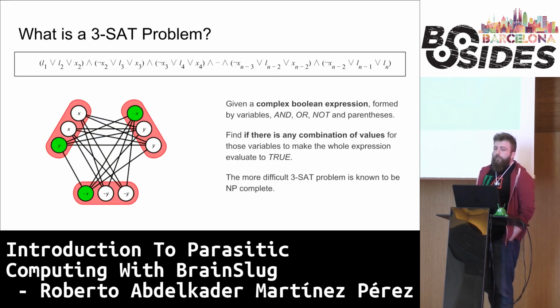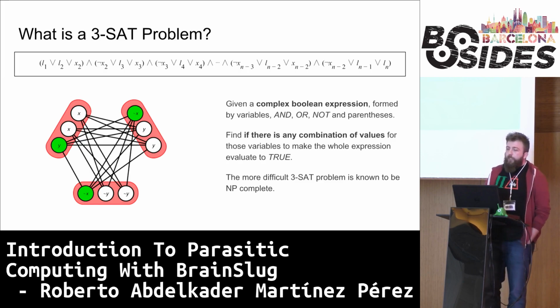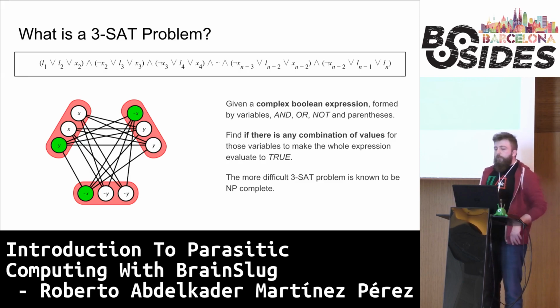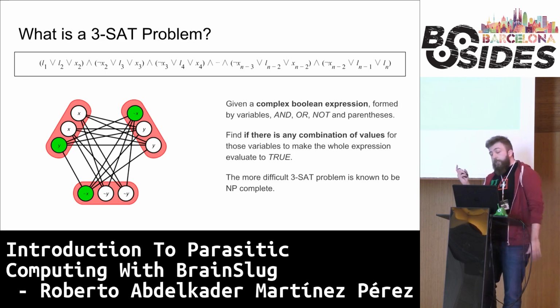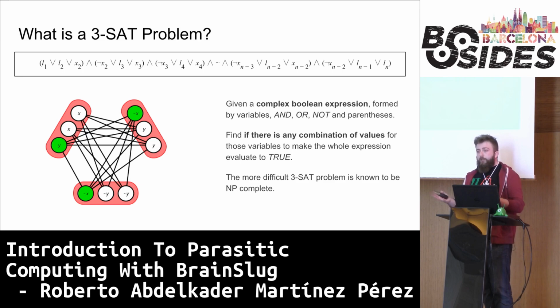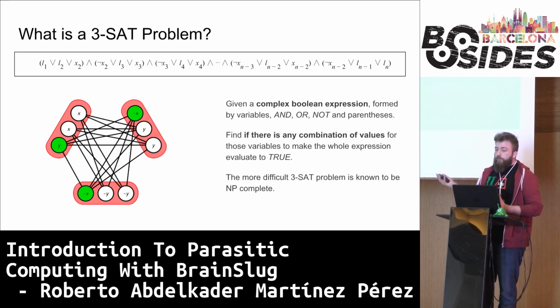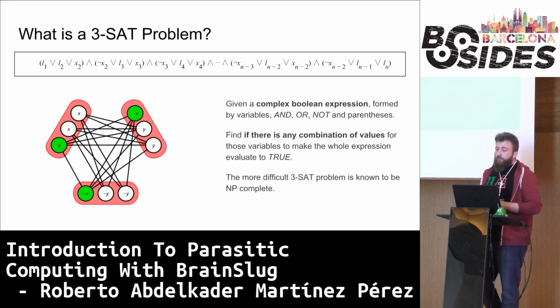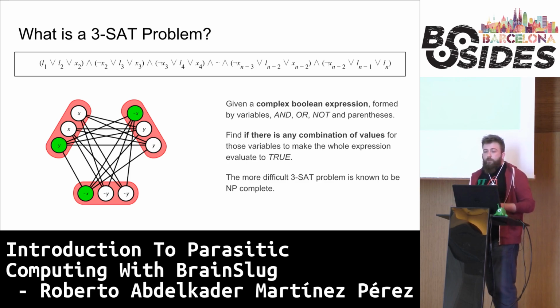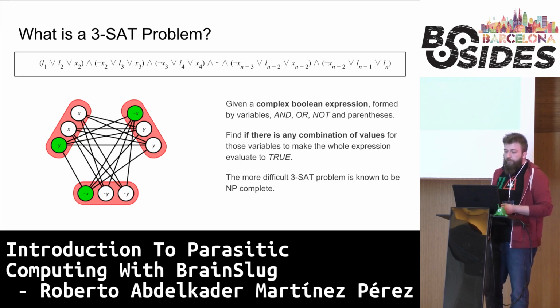But what is a three-SAT problem in the first place? Well, given a very complex Boolean expression like that one, formed by variables, Boolean operators and some parentheses, you have to find if there is any combination whatsoever of values for those variables that makes the whole expression evaluate to true. So this kind of problem can be very, very difficult and NP-complete.